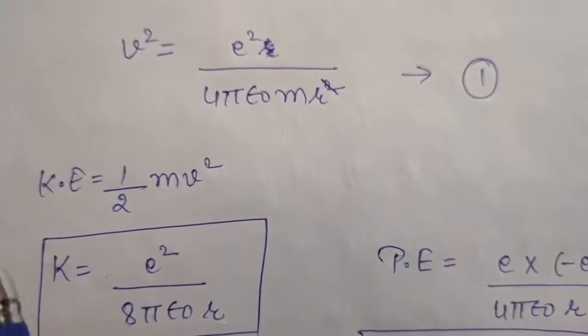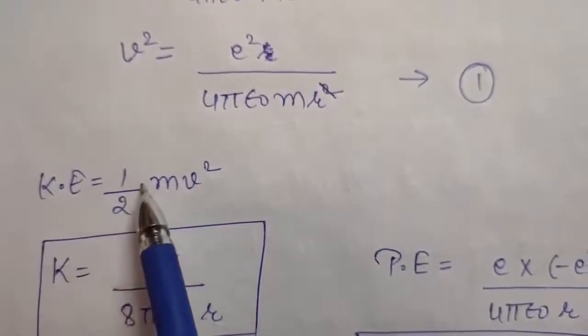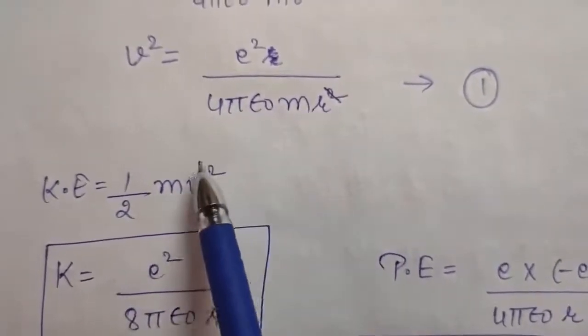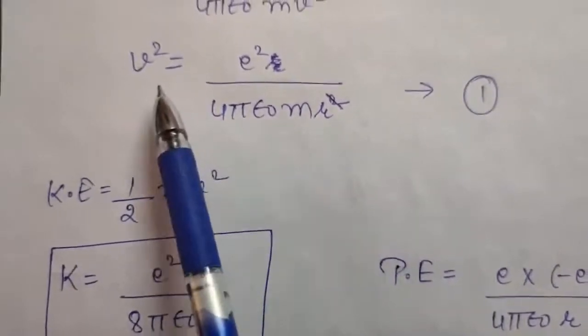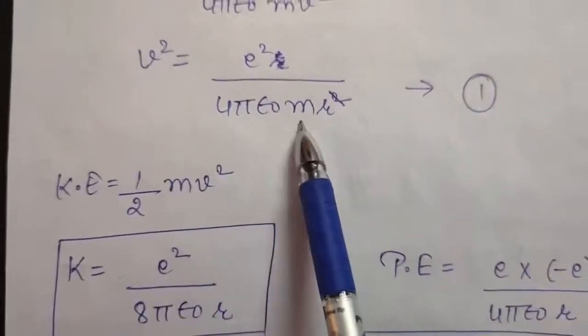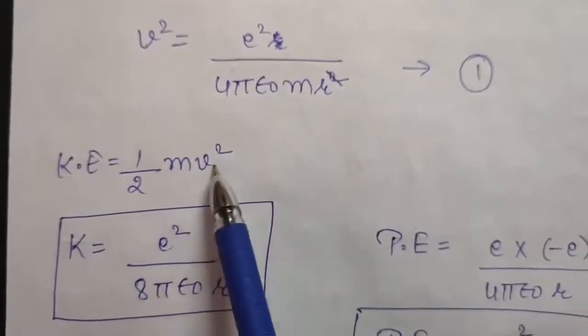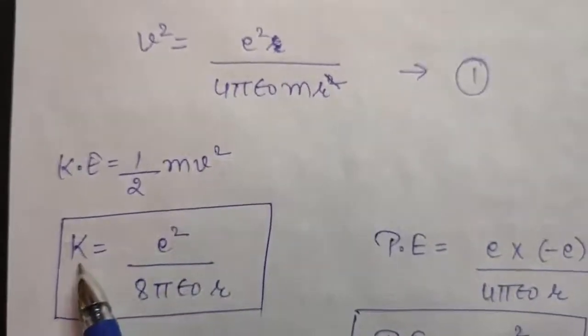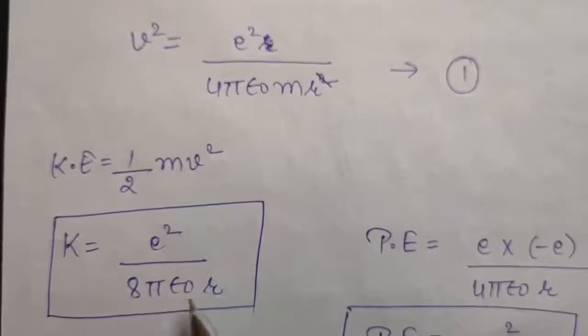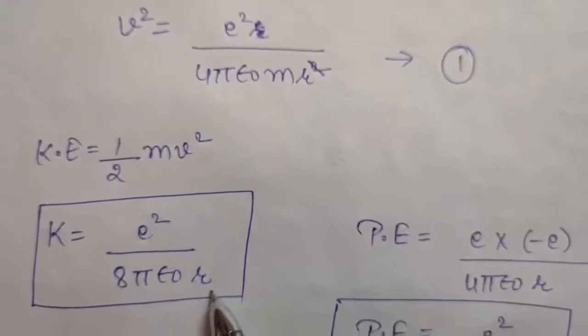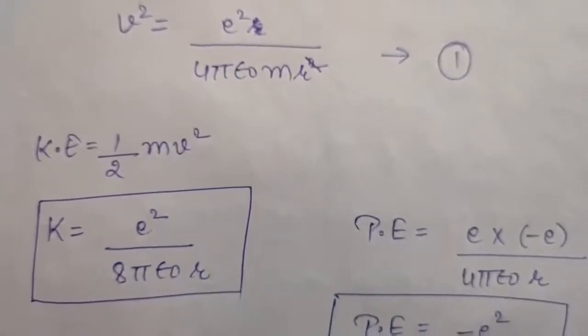Okay, so as you know, kinetic energy is given by half m v square. Because here is a factor of v square, therefore I have calculated v square here. So just put the value of this v square here. So you will get the value of kinetic energy to be e square upon 8 pi epsilon naught r. So this is the kinetic energy of the orbiting electron.